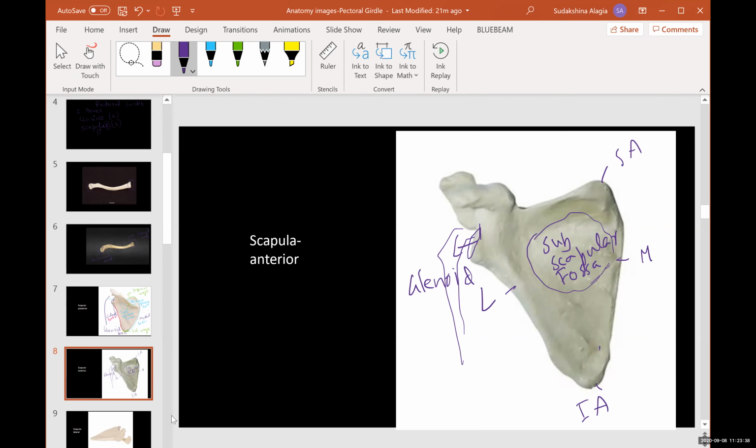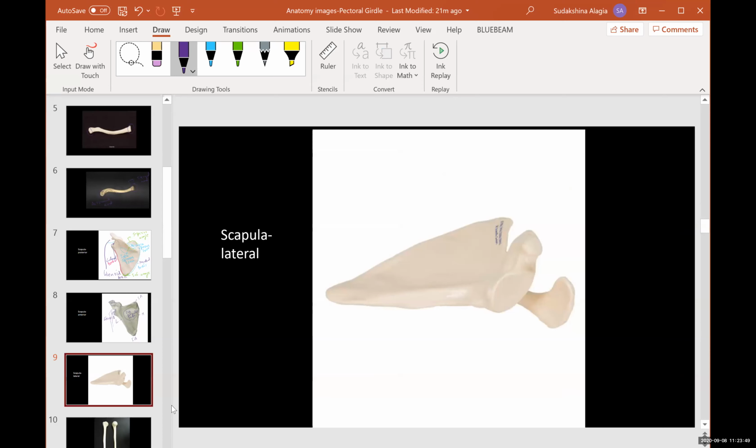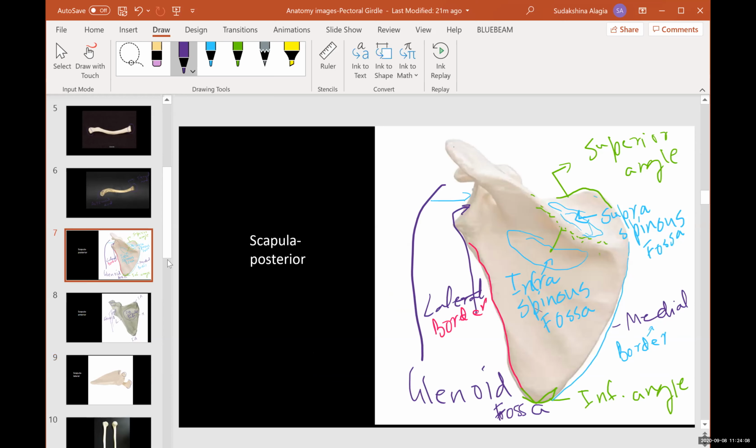What else can we see? We see two processes. There is one, here is one. Not too clear. Let's look at another view here. There's a process that seems like it's attached to the edge of the scapular spine. And the other one seems like it's protruding along the glenoid cavity. So just like we saw here. One's attached to the scapular spine, one that's protruding along the glenoid cavity, sorry, glenoid fossa.